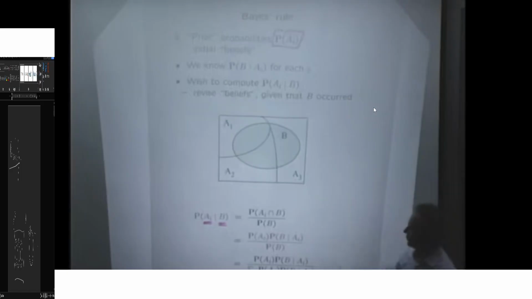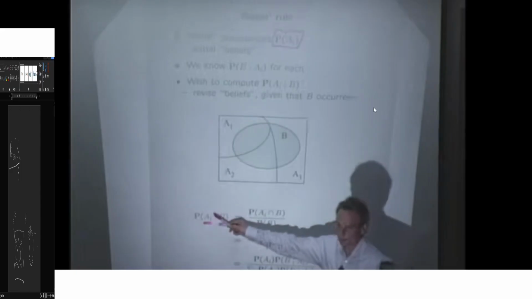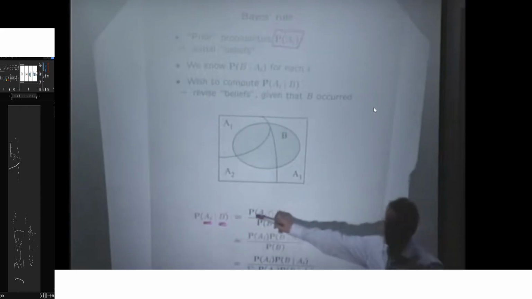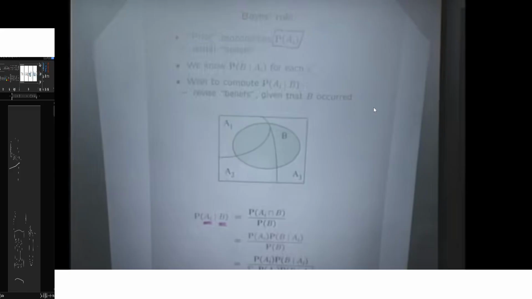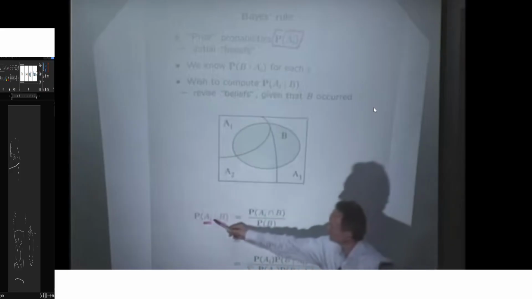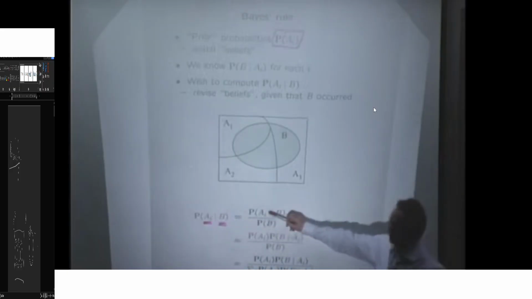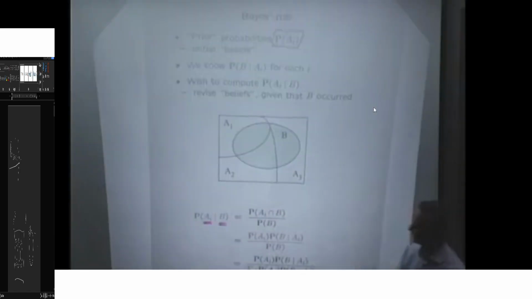Okay, so what do we do? We just use the definition of conditional probabilities twice. By definition, the conditional probability is the probability of two things happening divided by the probability of the conditioning event.